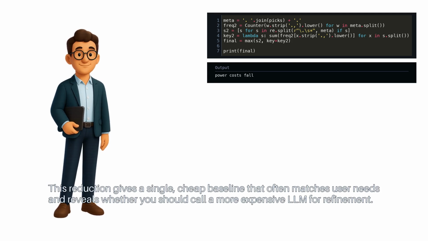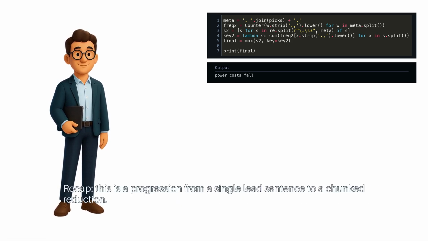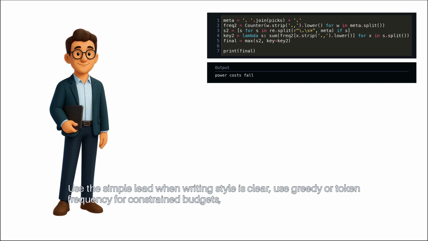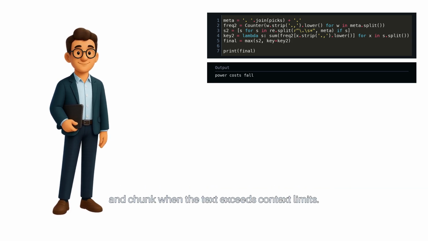This reduction gives a single, cheap baseline that often matches user needs and reveals whether you should call a more expensive LLM for refinement. Recap: this is a progression from a single lead sentence to a chunked reduction. Use the simple lead when writing style is clear, use greedy or token frequency for constrained budgets, and chunk when the text exceeds context limits.